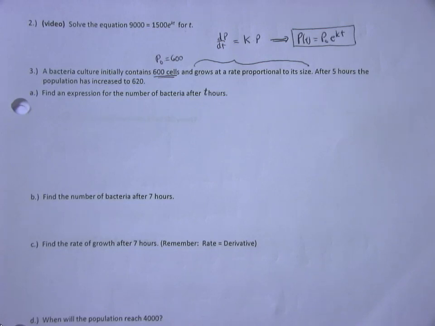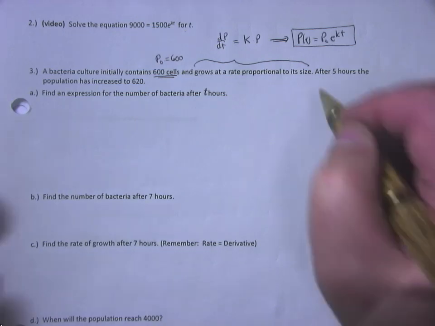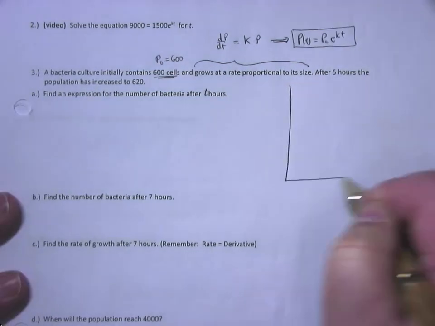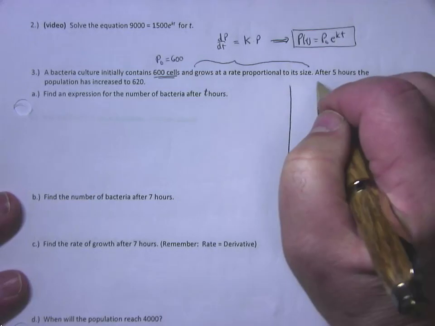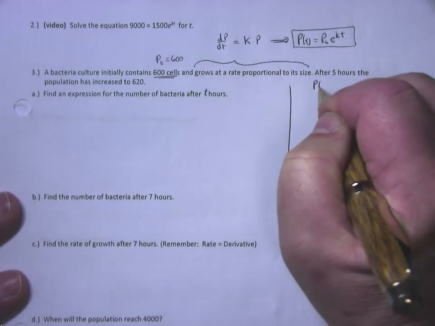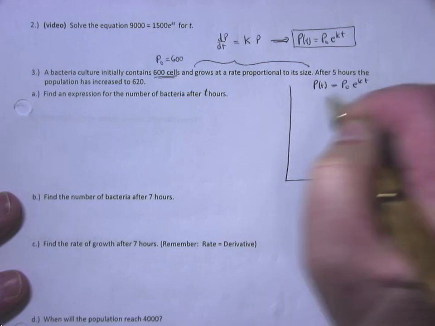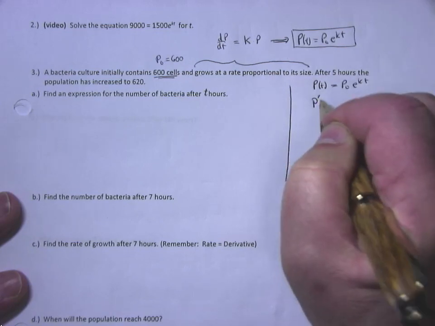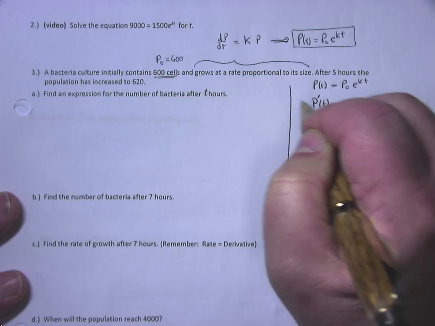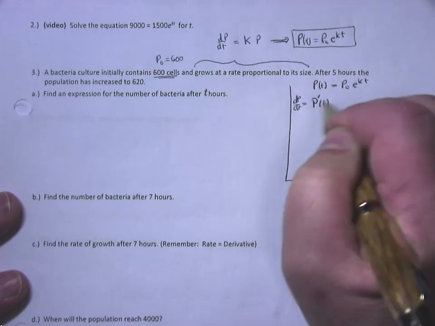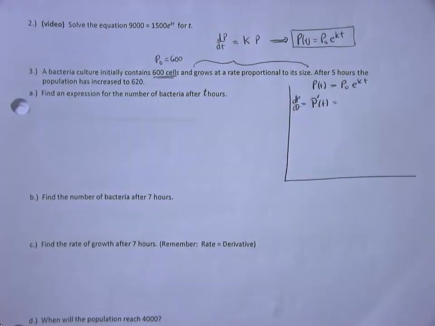I will show you why over here. Proof. All right. If you look at P of t, this is your function, equals P naught e to the kt. Can you take the derivative of this guy? What is dP over dt? Now I know k is an arbitrary constant. Don't worry about it. You can do it.